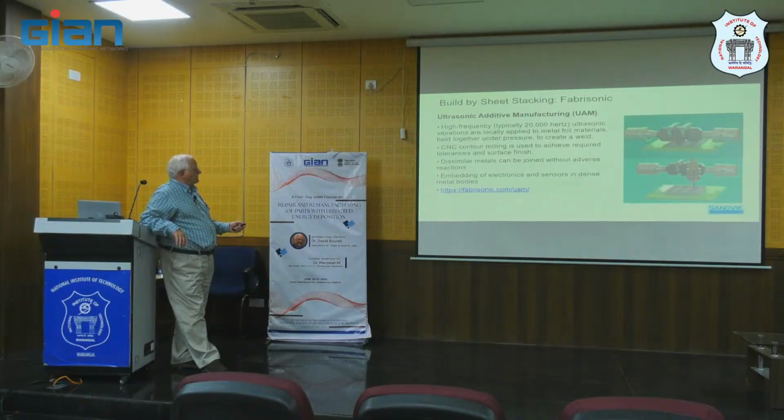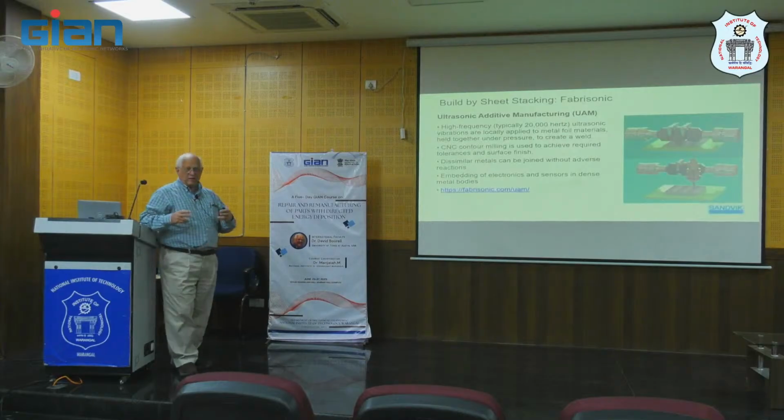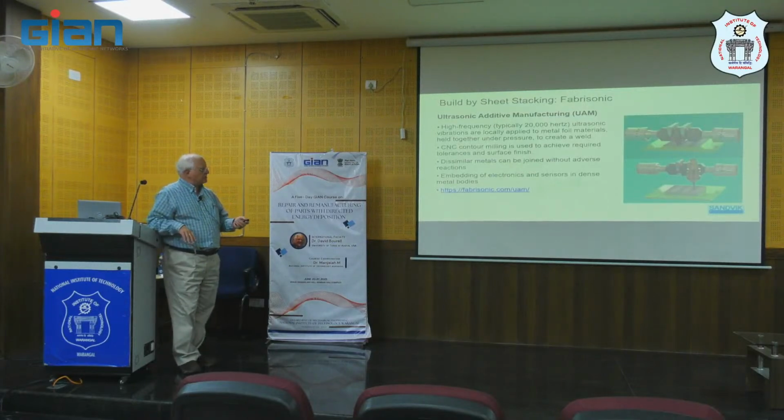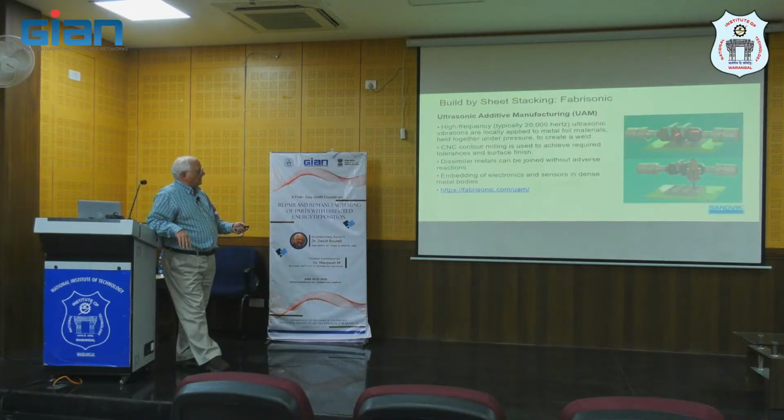But basically what they have is foil, which is shown up here. There are just these foil strips, and this big contraption here is actually a sonotrode that rolls over the foil and solid state welds it ultrasonically onto the previous layer. Then at some point during or after the build, they come back in with a milling head and clean everything up. It's a CNC contour milling to get the tolerance and surface finish.